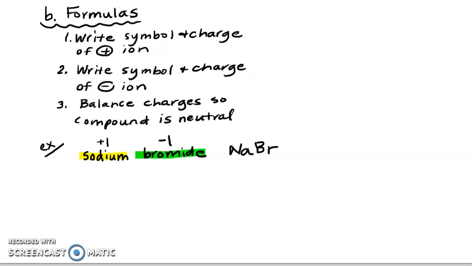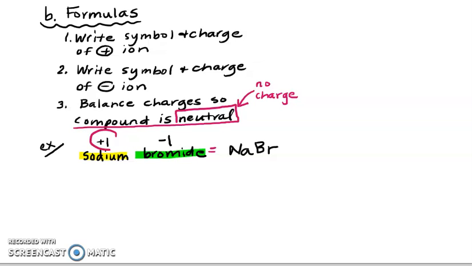Now let's look at step 3. It says to balance the charges so that the compound is neutral. Now that word neutral we talked about last chapter. Neutral means that it has an overall charge of 0. No charge. We also learned that positive and negative charges cancel each other out. For every one positive charge, it can be canceled by one negative charge, and that's an important concept to know. So let's take a look at this example.